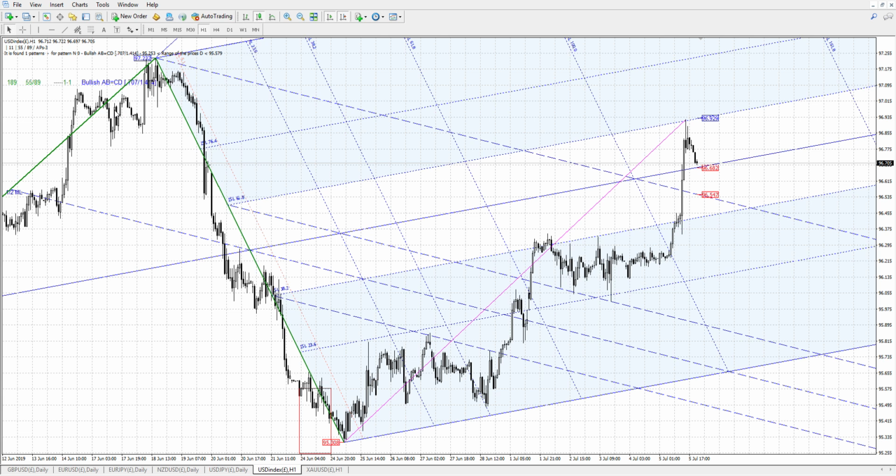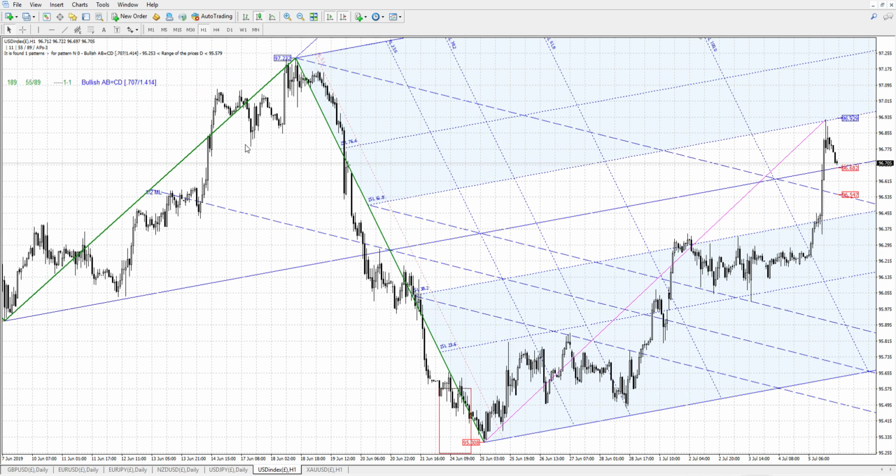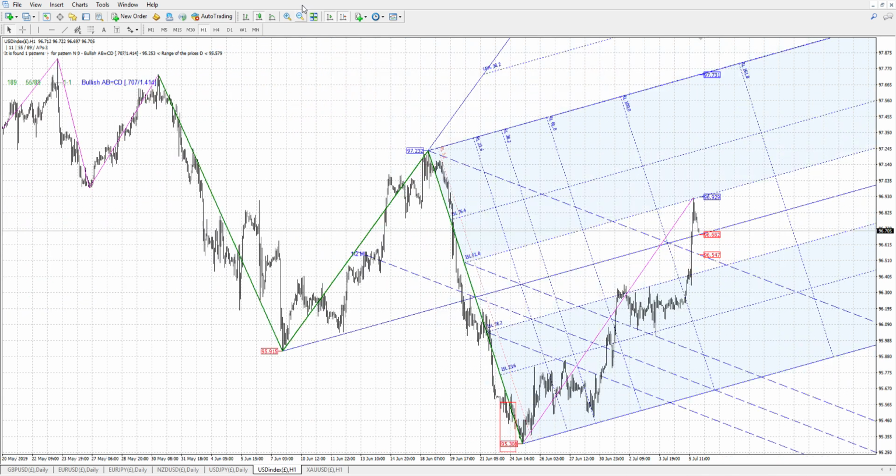Hourly is ascending with a bullish ABCD, and we broke the shift pitchfork. See there. So you want to keep an eye on that level there. 96.57. So it's pretty bullish. Ascending pitchfork and a bullish sequence and a break as well.